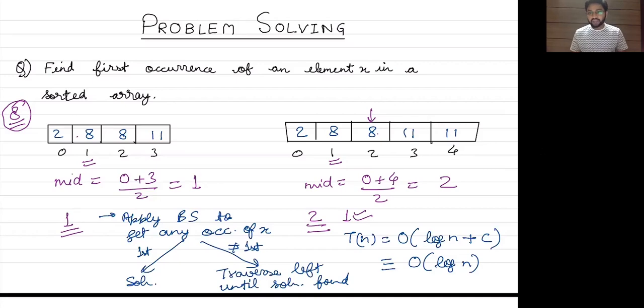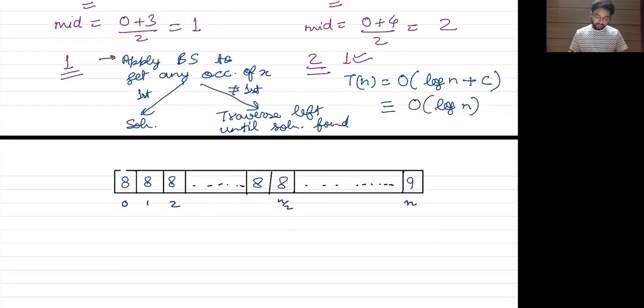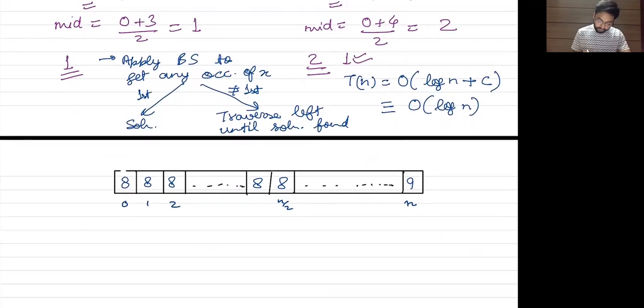Now let's try to analyze the worst case scenario that can happen, and if this still holds true in that case. So for that, let's consider this example, and let's assume all these dots are nothing but elements filled with value 8. So in this case, the value of mid comes out to be equal to leftmost plus rightmost divided by 2, n by 2.